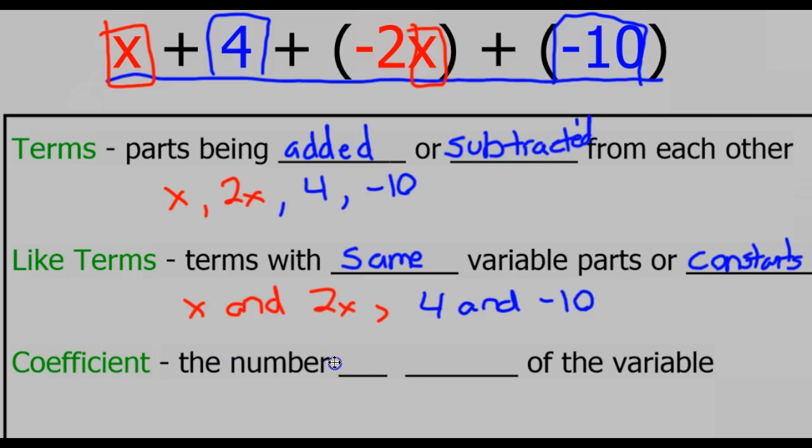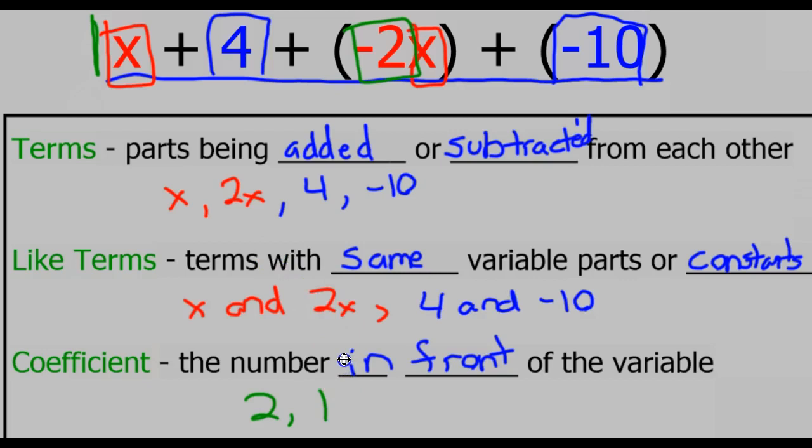What a coefficient is the number in front of the variable. So the number in front of our letter. Now we only have 2 terms with letters, so the number in front of our letters, well, we have 2. So the coefficient is 2. And the other one's kind of tricky. If we have just an x, we can always put a 1 in front of any variable that's alone. So we have a 1.